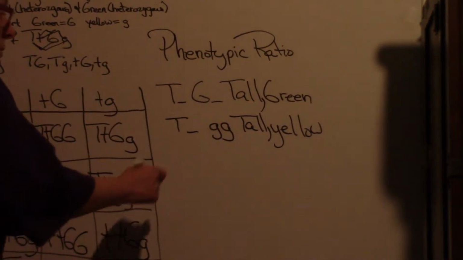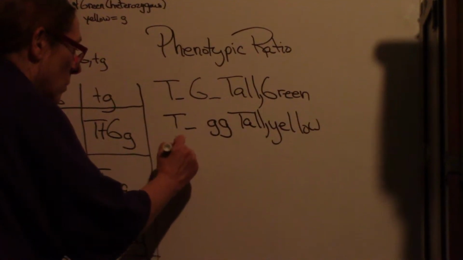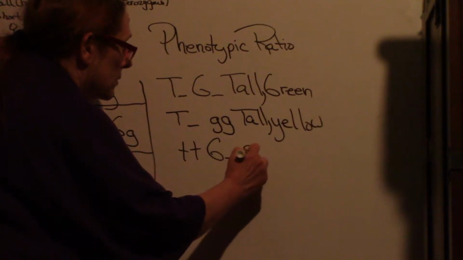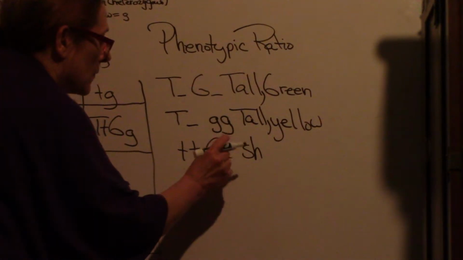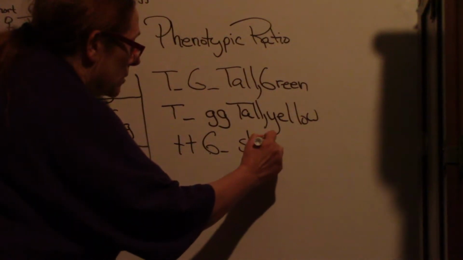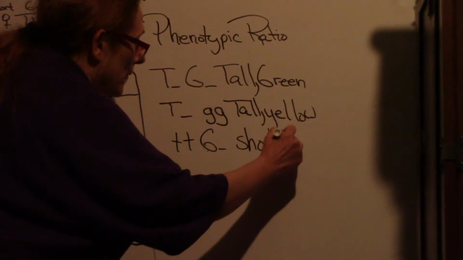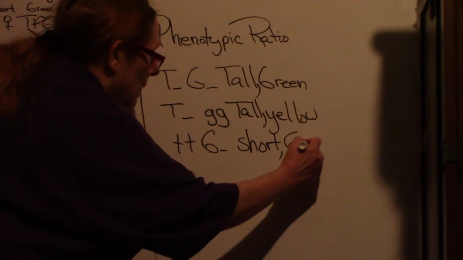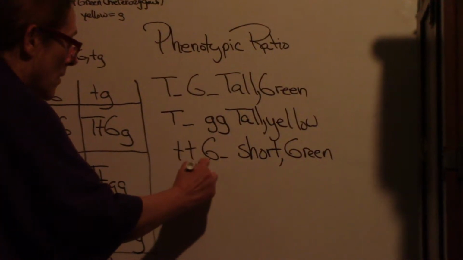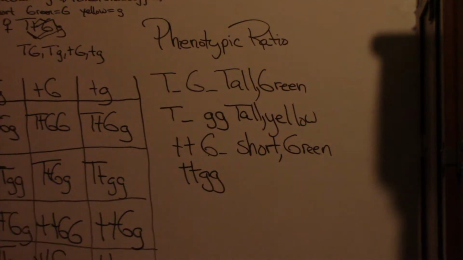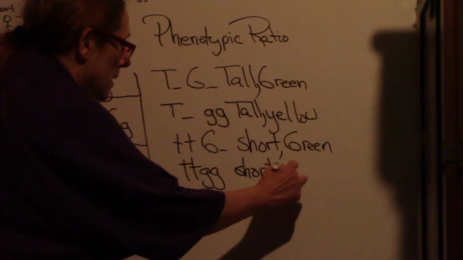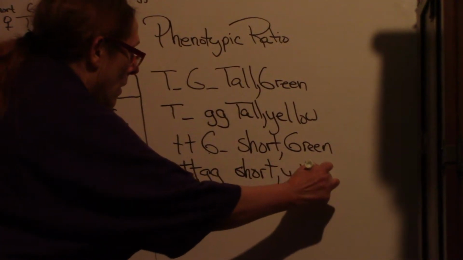Now I go to the short ones. So, two little t's, but I want tall and green. So it's, not tall and green, a green, so it can be a big G or a little g there. So short and green. And then finally, the one that is homozygous recessive for both traits, which means it's short and yellow. Okay.